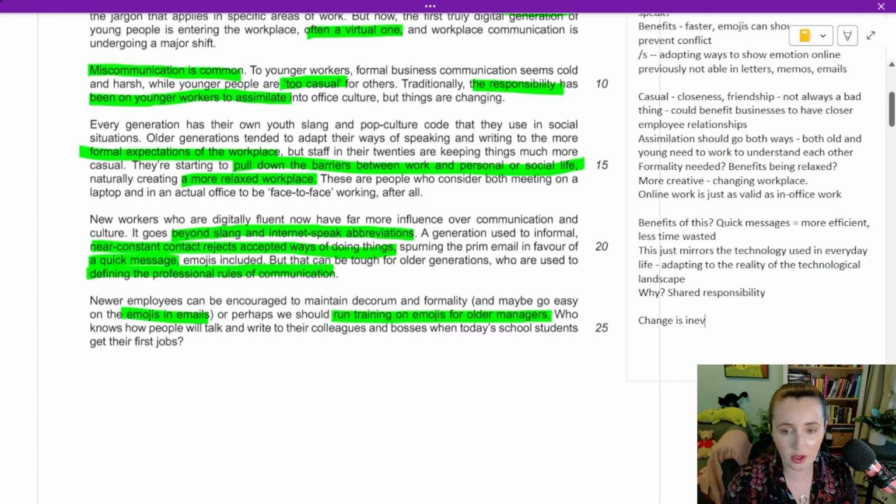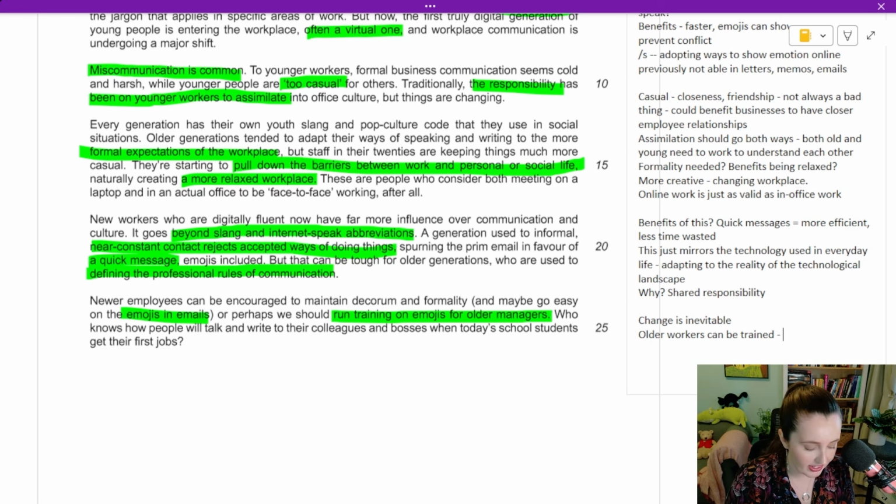You are trying to stop something that you are never going to be able to stop. So why fight against the tide? Why not try to understand it? So maybe older workers can be trained on things like using chat, Teams to be a little bit quicker, on emojis to show emotion, to prevent people thinking, oh my God, she's been so rude to me.